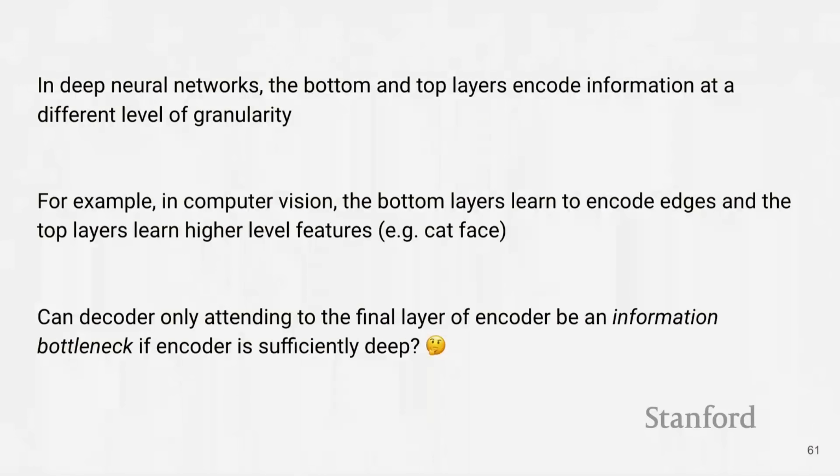In deep neural nets, typically we see that the bottom layers and the top layers encode information at a very different level. For example, in computer vision, the bottom layers encode something like edges, and the top layers, at a higher level, combine the features into something like a cat face. So we call deep learning a hierarchical representation learning method. Now the question is, if decoder layer 1 attends to the encoder final layer, which probably has a very different level of information, is that some kind of an information bottleneck, which actually motivated the original attention mechanism?